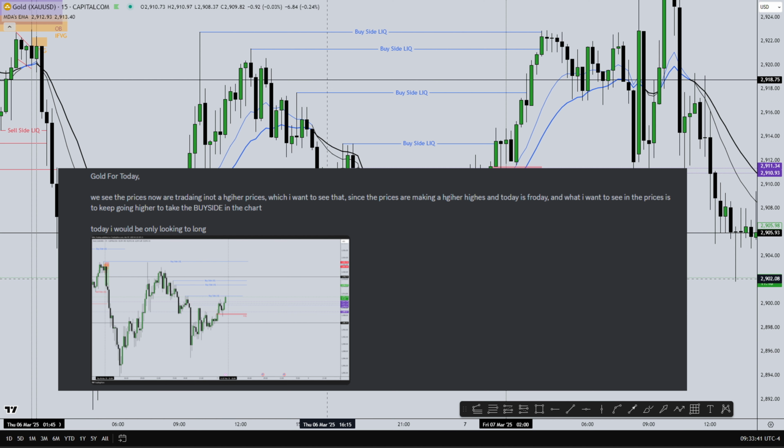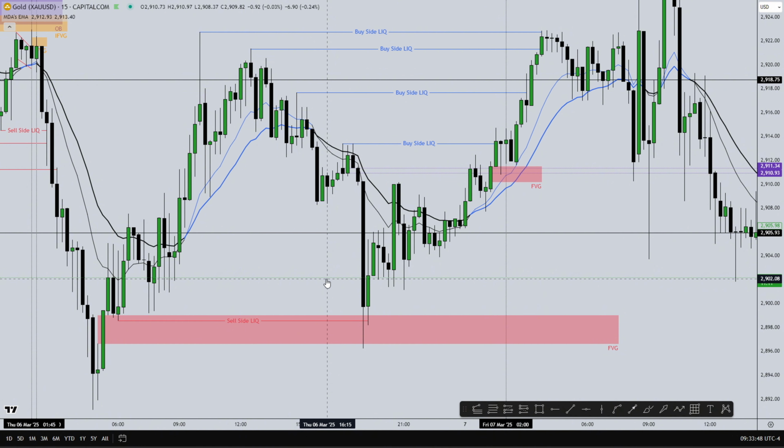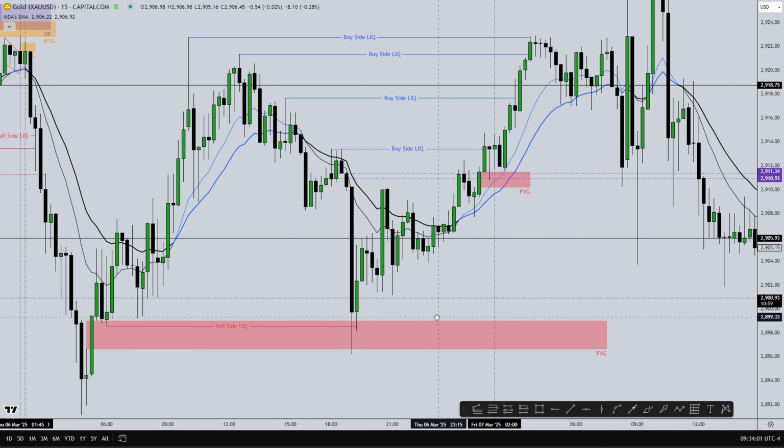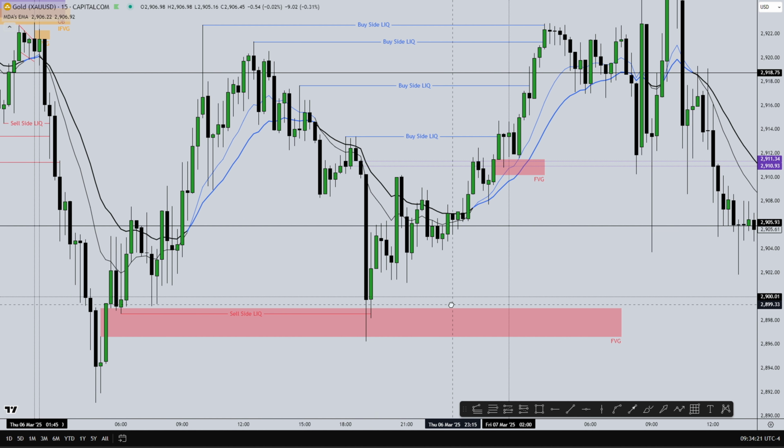How to read the price action effectively and how to make well-informed trading decisions. Today we will be analyzing gold on March 7th, 2025, during the London session, breaking down why I was expecting higher prices and how you can apply this knowledge to enhance and increase your understanding of the markets.